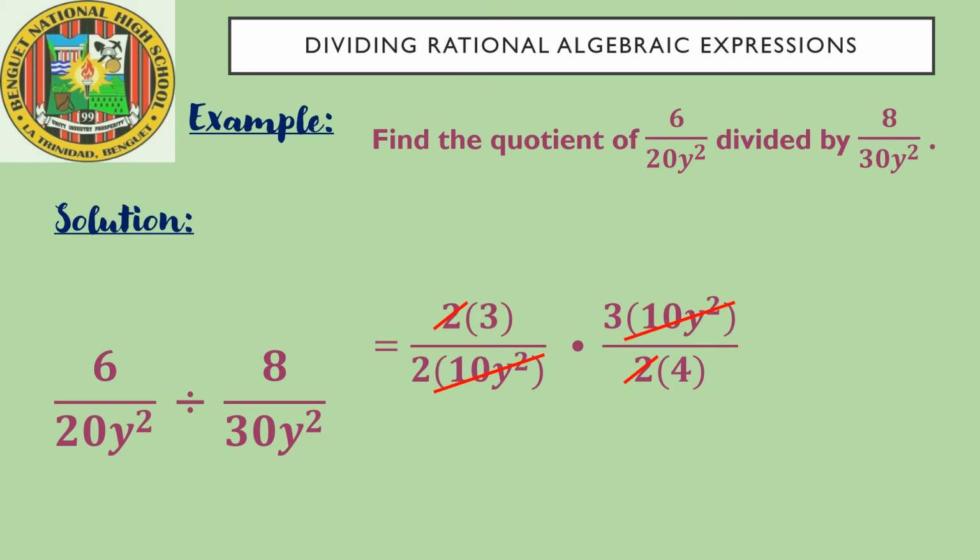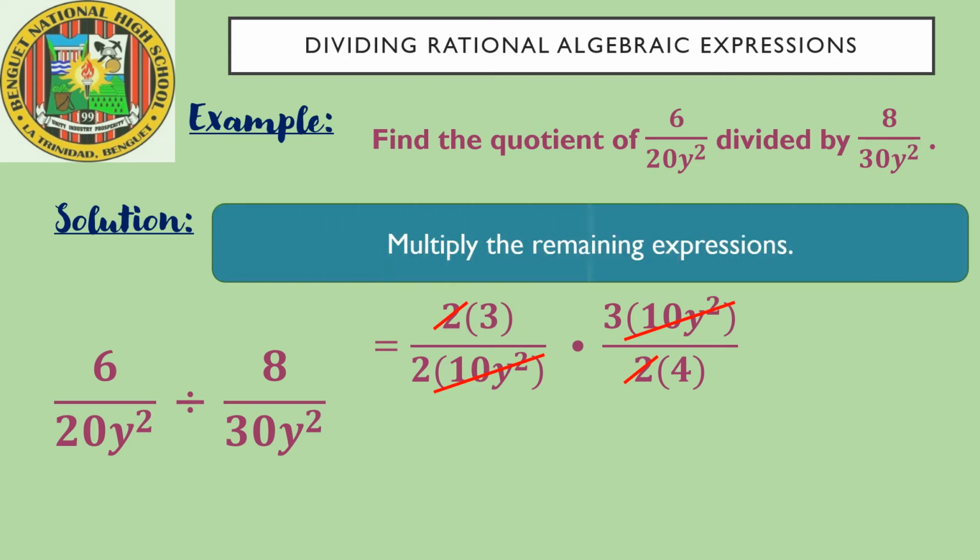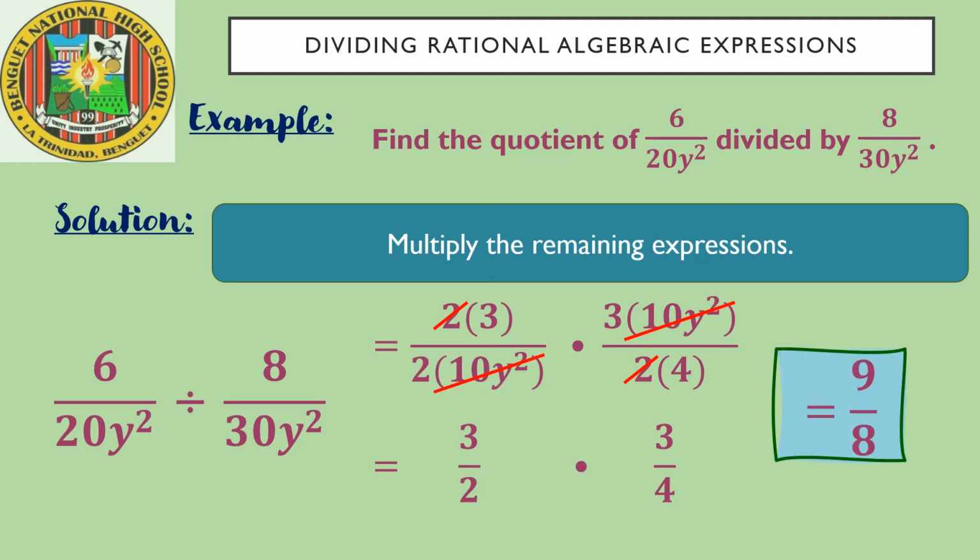After we've canceled out the common factors, we proceed to multiplying the remaining expressions. For the first RAE, what remains is 3 over 2. And for the second expression, what remains is 3 over 4. Following the process of multiplication, where we multiply the numerators and denominators together, we get the final answer, which is 9 over 8.